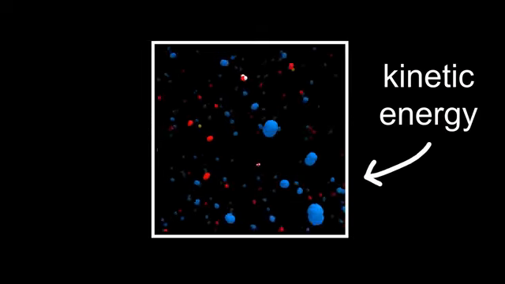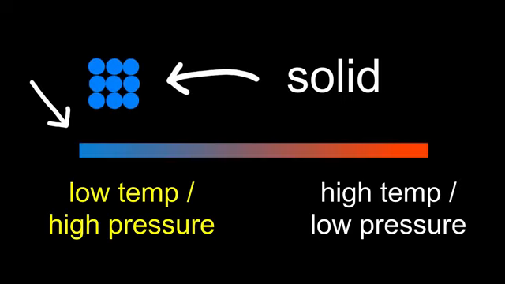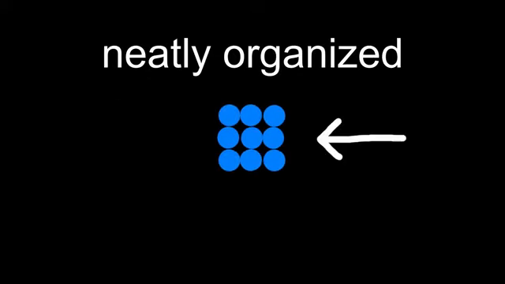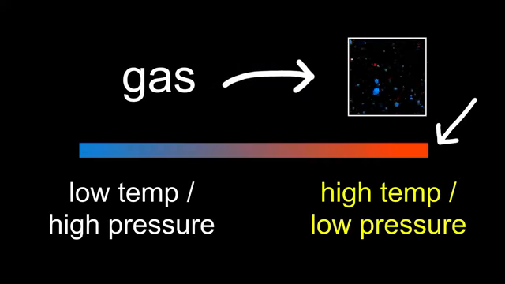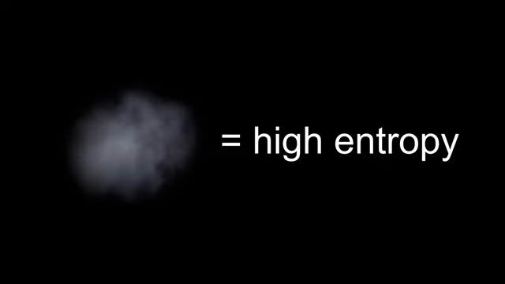Knowing this, we can find two important words. Temperature is the average kinetic energy of particles in a system, or how much and how fast they move, and entropy is the amount of disorder. Substances tend to be solid at low temperature and or high pressure, which is a state of low entropy, as they're neatly organized and don't move that much, and gas at high temperature and or low pressure, where they move around like crazy, so it's a state of high entropy.